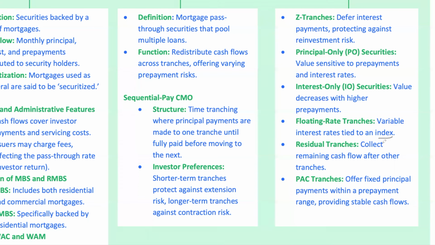Moving on to floating rate tranches, which have variable interest rates that adjust based on an index or some market reference. These tranches come with a cap and a floor, so you won't see extreme highs or lows, which is a nice way to keep things balanced.